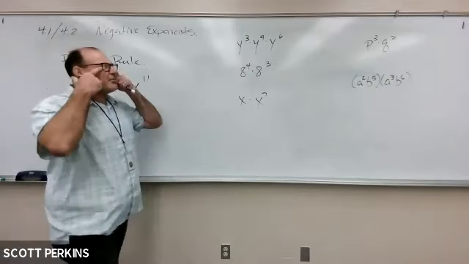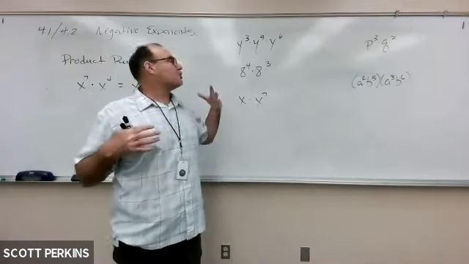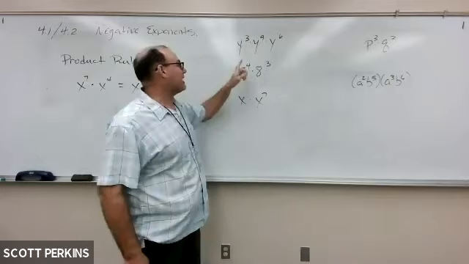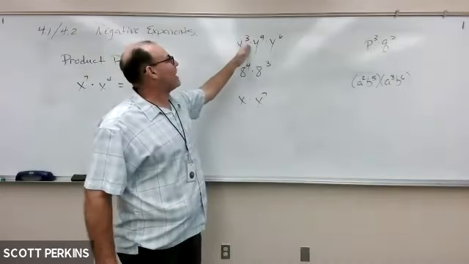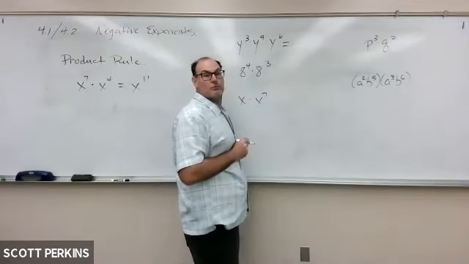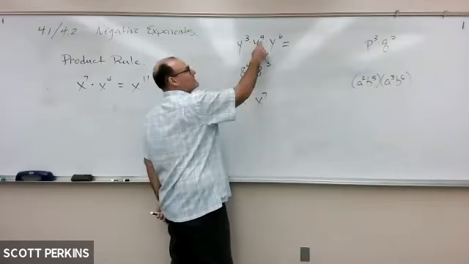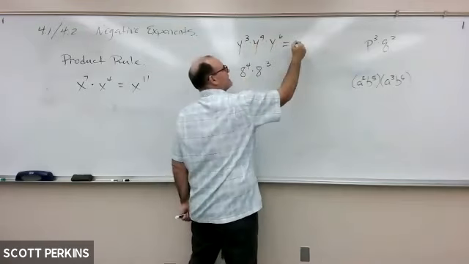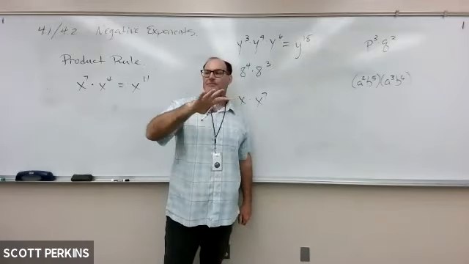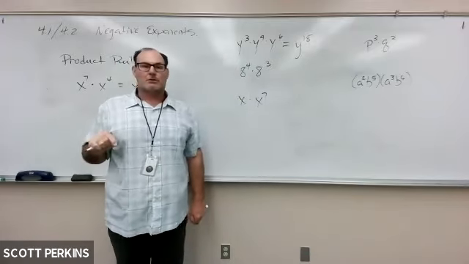Okay, so the first example, I just wanted to show you that it doesn't matter how many times you're multiplying the base, you do the same thing. So if I have y to the 3rd times y to the 9th times y to the 6th, what is that going to equal? Okay, 3 plus 9 is 12, 12 plus 6 is y to the 18th. That's absolutely right. Anybody get something different that we need to talk about?